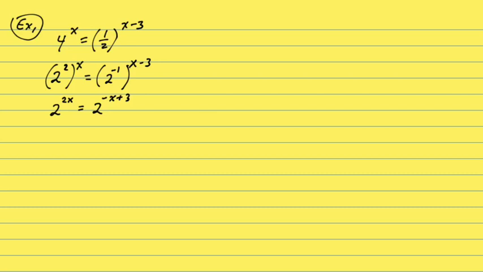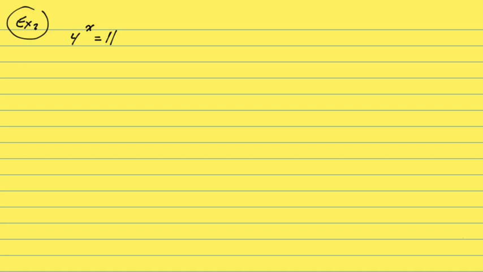The expressions are equal. The bases are equal. Therefore, the exponents must be equal. So you would say 2x equals negative x plus 3. Add the x over. Divide by 3, and you'd have your value for x. Now, we're going to try other ones. We really should check them, but that one I noticed if you plug it in, it does work.